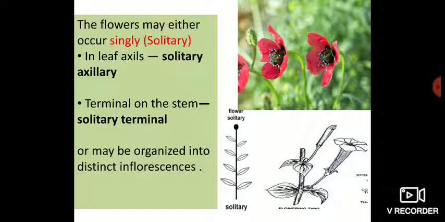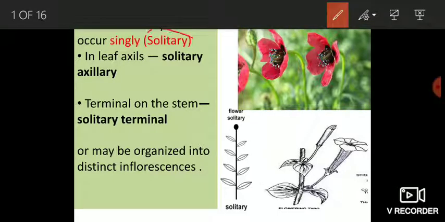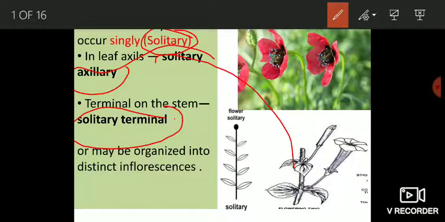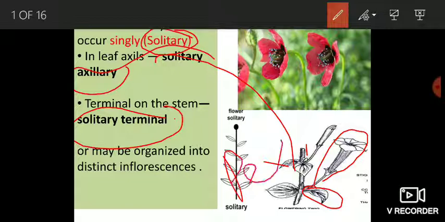If the flowers arise singly, they occur singly. This type of arrangement is known as solitary. Depending upon whether this single flower arises in the leaf axil or at the tip of the stem, two types of solitary arrangements are there: solitary axillary and solitary terminal. In solitary axillary type, the flower arises in the axil of the leaf, and the example is petunia.